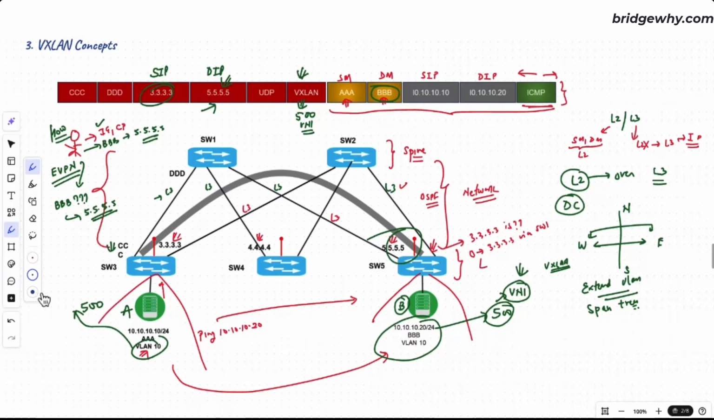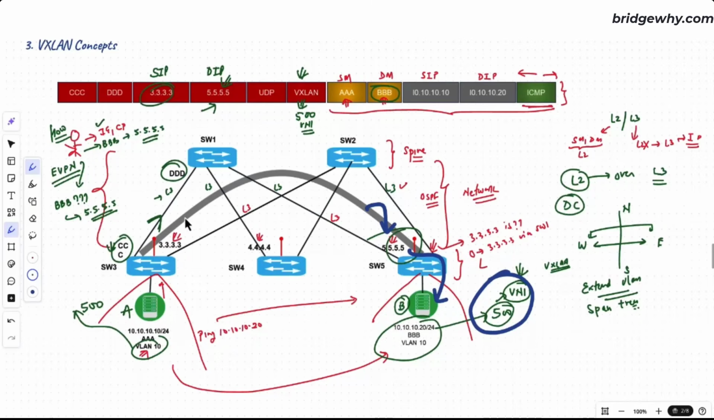Once this message reaches here, it is going to see, okay, the VNI field is 500 and 500 is mapped to 10. It means that I have to forward whatever message is inside from here to VLAN number 10. As simple as that, guys. Of course, if I want to send this packet out of this interface, I need to put the source and destination MAC, and that is what I have done here.